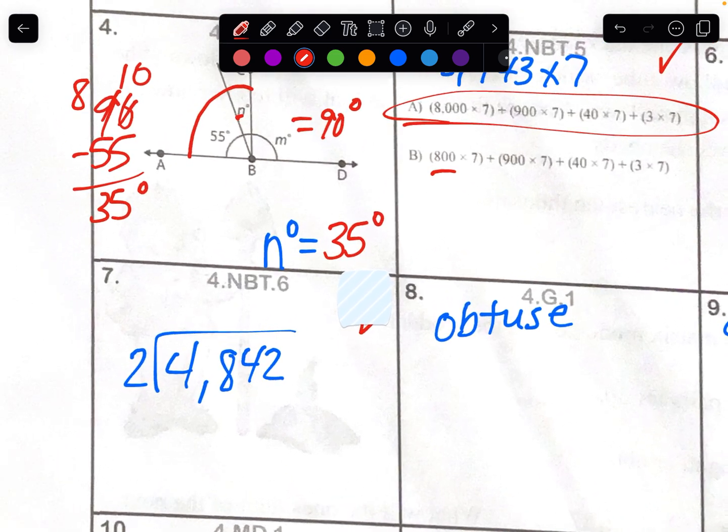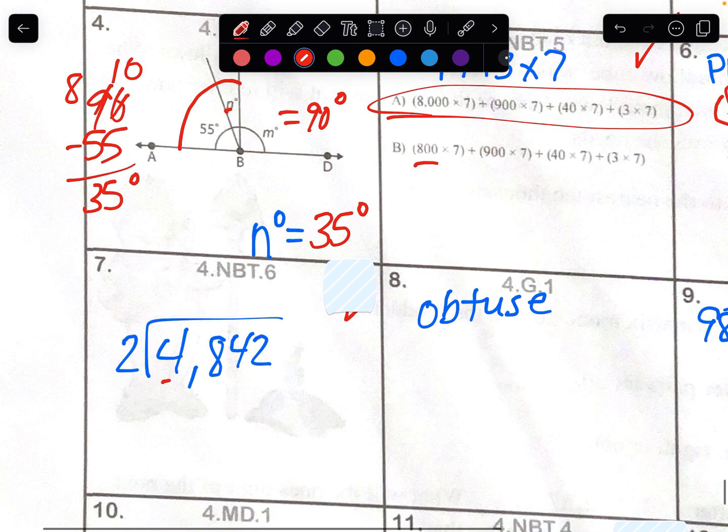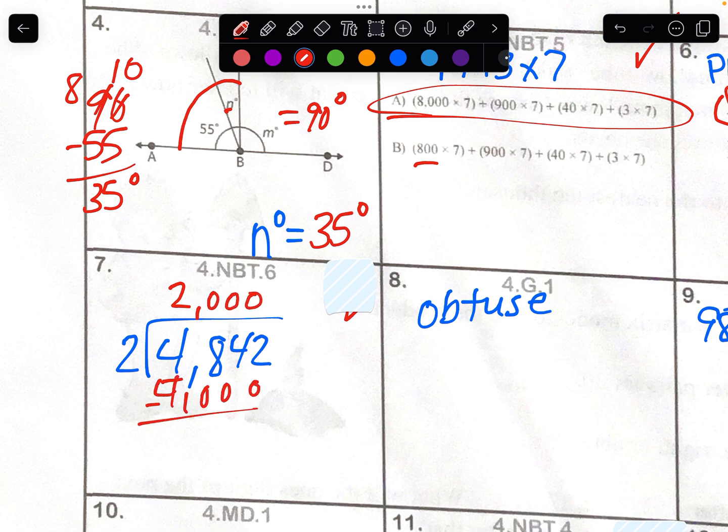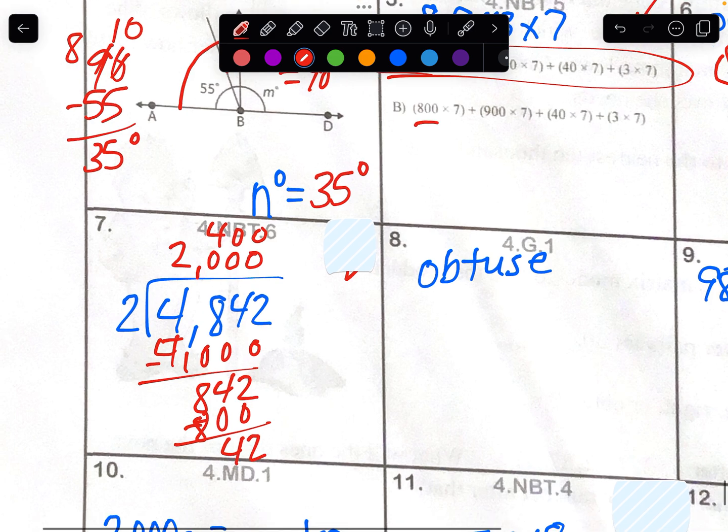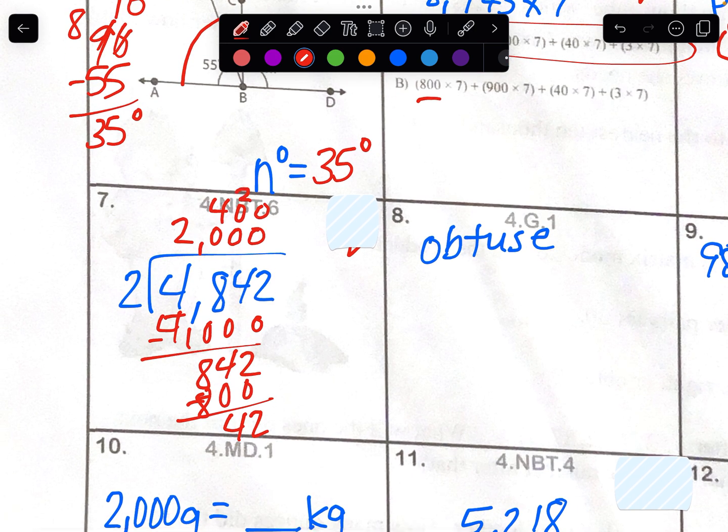All right, number 7, we are finding the quotient. 2 can go into 4,000 2,000 times. Subtract. Our new number is 842. 2 can go into 800 400 times. You're left with 42. Well, 2 can go into 40 20 times. And 2 can go into 2 once. So your quotient is 2,421.